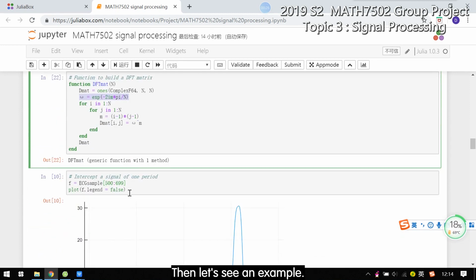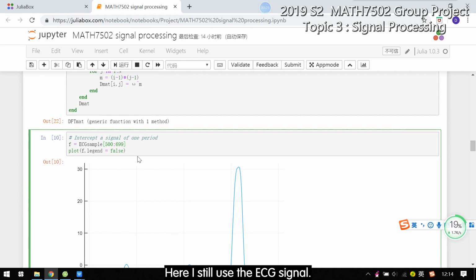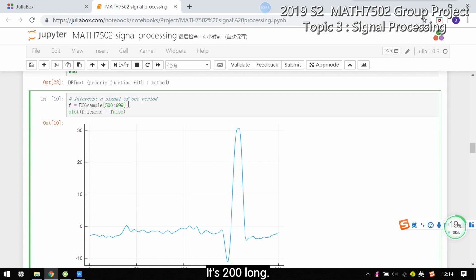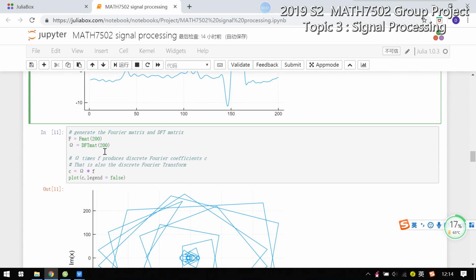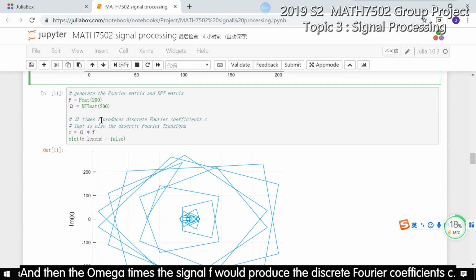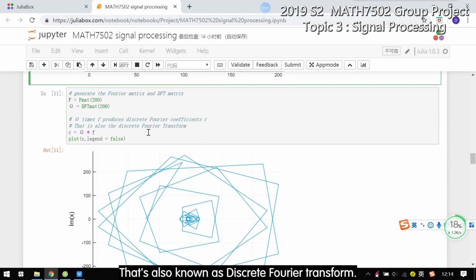Then let's see an example. Here I still use the ECG signal, but intercept one period, which is 200 samples long. And then first we can build the Fourier matrix F and the DFT matrix omega with the same length 200. And then omega times the signal f will produce the discrete Fourier coefficients c. This is also known as the discrete Fourier transform.